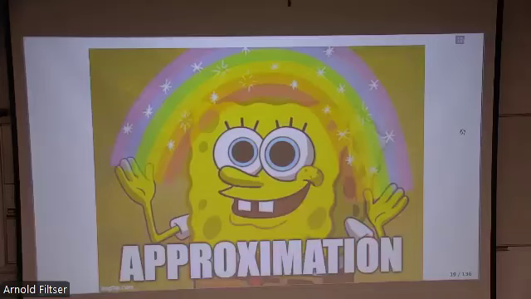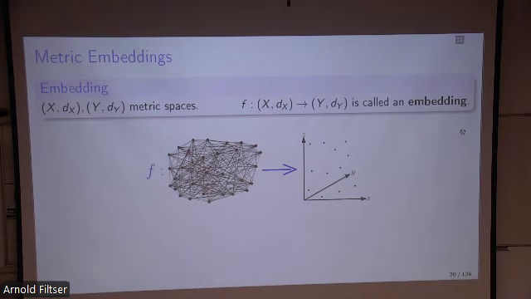Instead of solving TSP exactly, for example, I will find some Hamiltonian path that is not much larger than the optimal path. How can I approximate such things? There are many different techniques, and one of them is called metric embeddings. Metric embeddings are also useful for things other than approximation algorithms, but today we'll mainly talk about approximation algorithms.